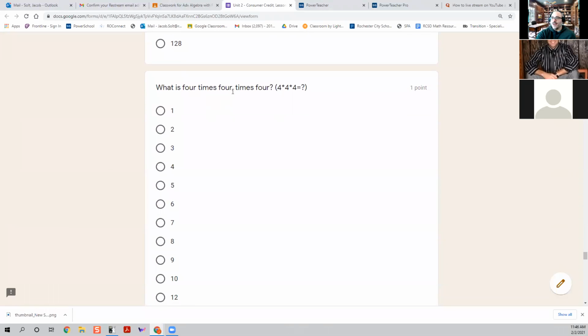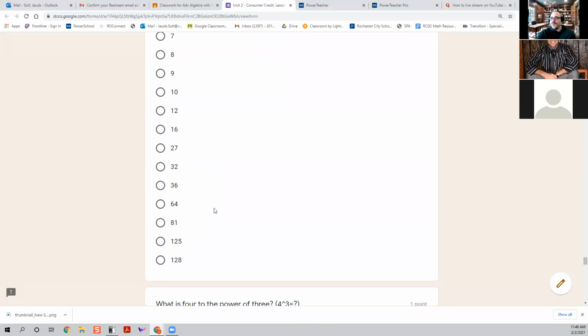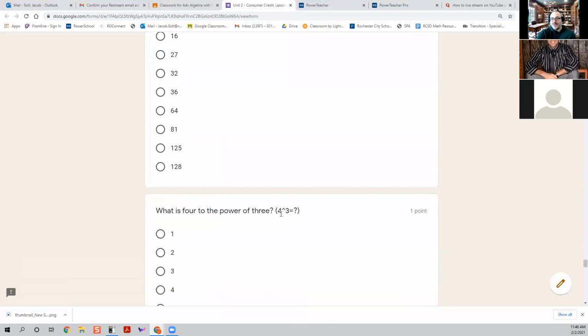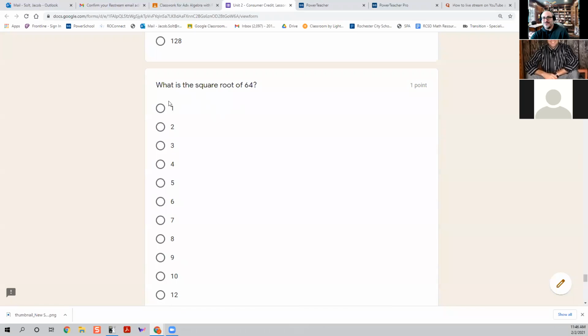4 times 4 times 4, right? So 4 cubed: 4 times 4 is 16, 16 times 4 is 64. So that'd be 64. What is 4 to the power of 3? That's the same thing as 4 times 4 times 4. It's 4 multiplied by itself 3 times. That's 64 again. I'm not trying to be sneaky. I'm just trying to get you to understand the relationships here.